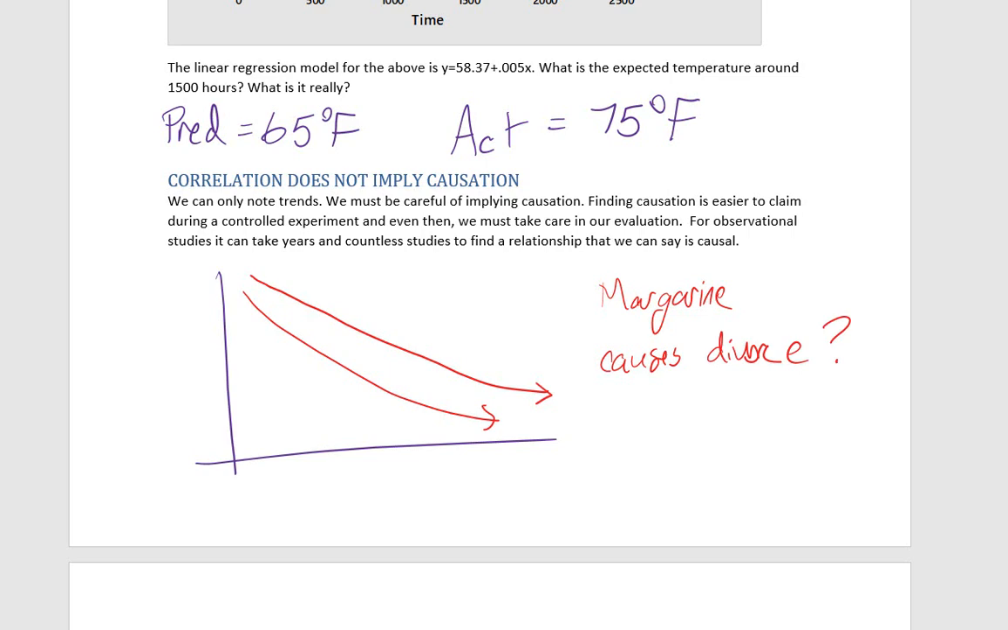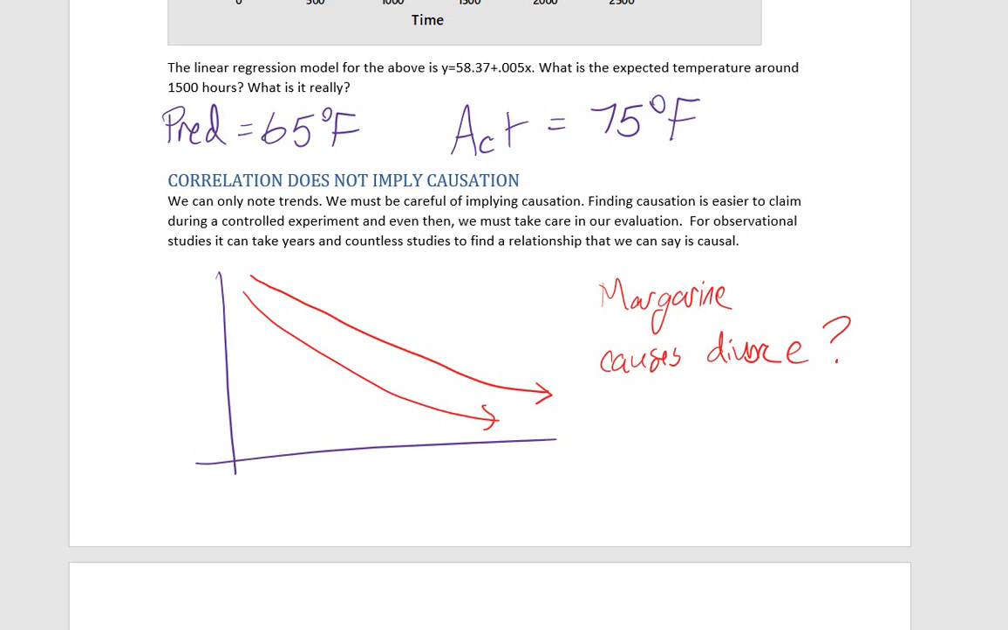We can say that they're correlated. If you look at the data, there's no denying that there's a correlation. Maybe there's a really long chain of confounding variables between the two, but you would never say that one causes the other. For us to be able to say that one thing causes the other, we actually have to show that it happens every single time.